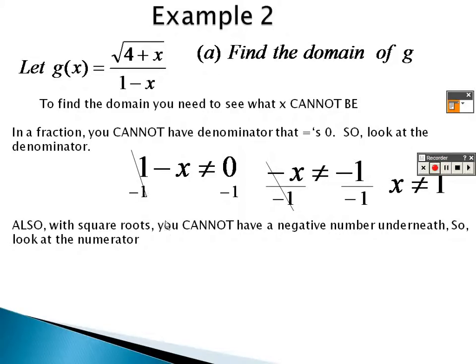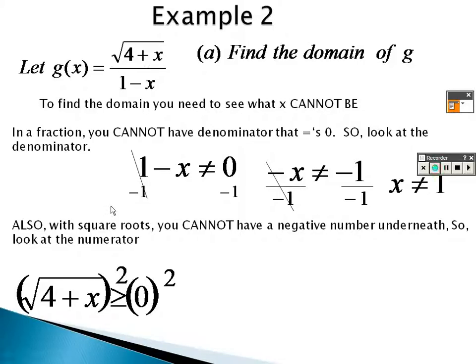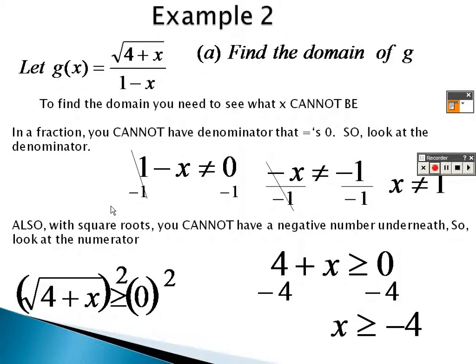But we also know the roots. You can't have a negative number underneath that, so that needs to be greater than or equal to 0. So I square both sides to get rid of the root, and I subtract 4 on both sides. So x has to be greater than or equal to negative 4, and it can't be 1. And that will work every single time. It has to be greater than or equal to negative 4, and it can't equal 1.